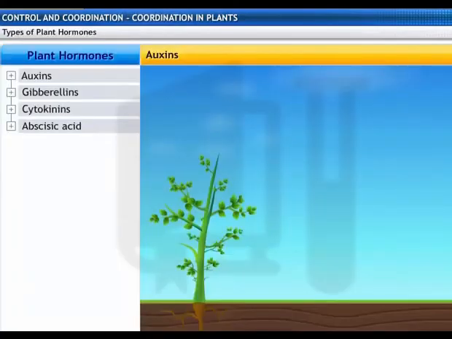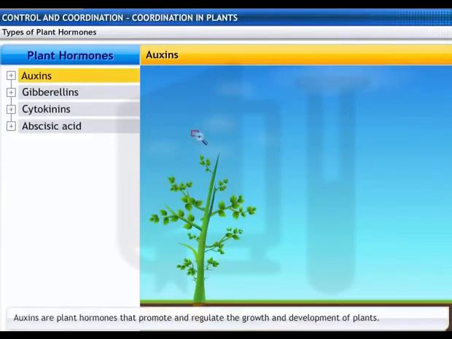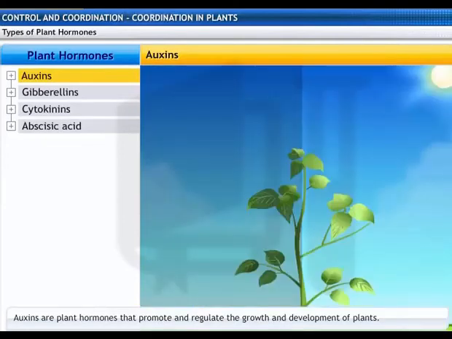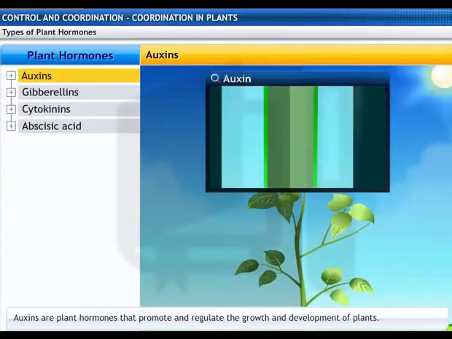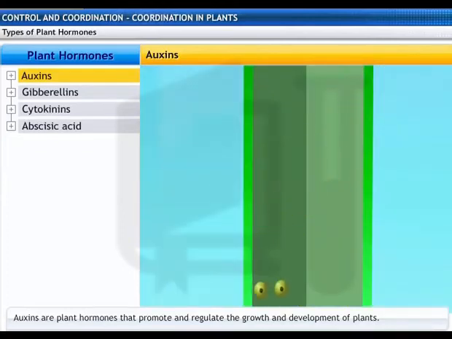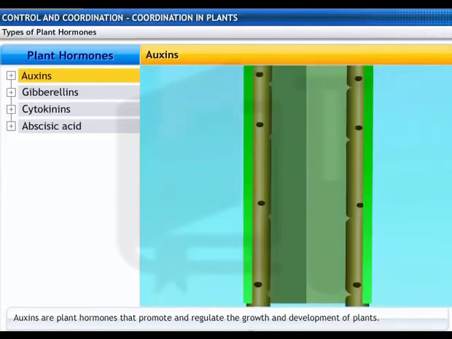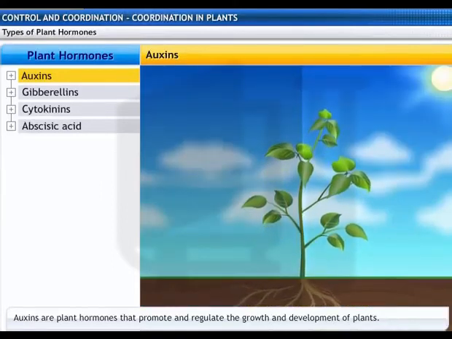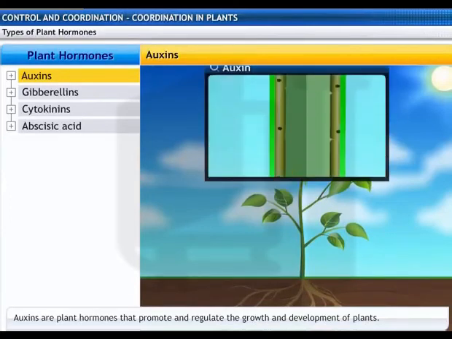Let's study the different types of plant hormones. Auxins. They are synthesized at the tip of their shoots and help the plant to grow. When one side of the plant is exposed to light, auxin diffuses towards the shady side of the shoot. This concentration of auxin stimulates the cells to grow longer on the side of the shoot which is away from light. Thus, the plant appears to bend towards light. They also promote cell enlargement and cell differentiation in plants.